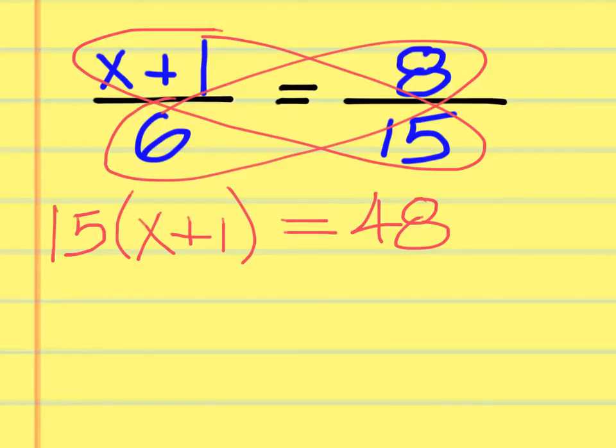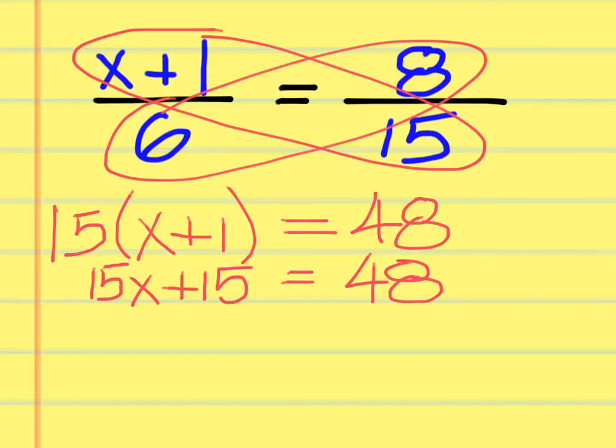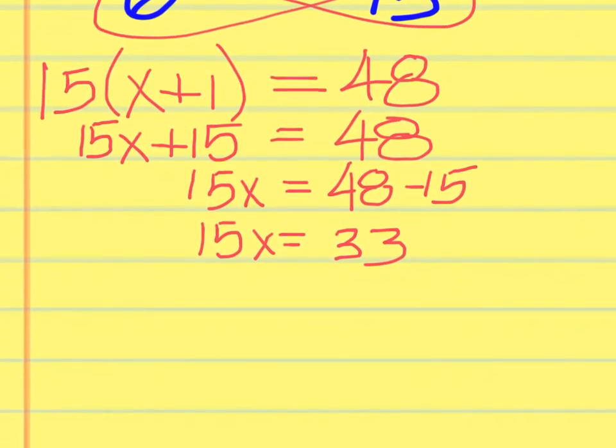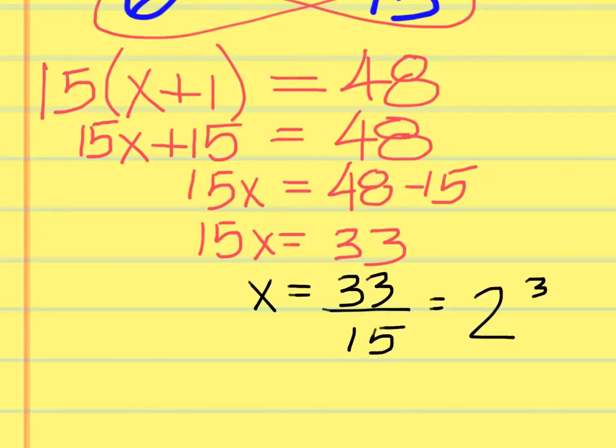Oh yeah, you're right, it's a 15, my fault. It is 15, not 5, but 15 times the quantity x plus 1, and then equals 8 times 6, 48. So 15x plus 15 equals 48. Move the 15 to the right, change the operation to minus 15, and come up with 33. So x equals 33 over 15. Or that's the same thing as 2 and 3/15, which could also be 2 and 1/5.